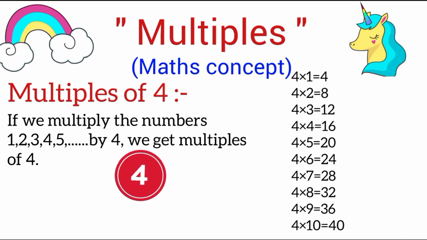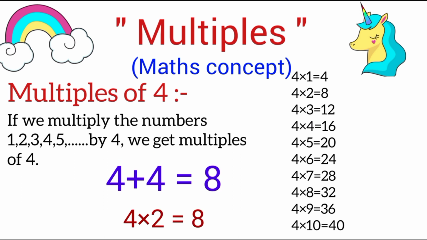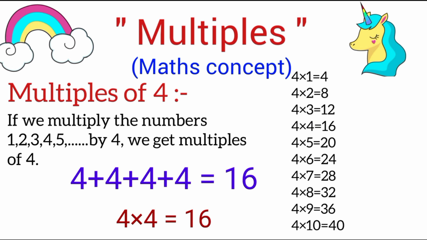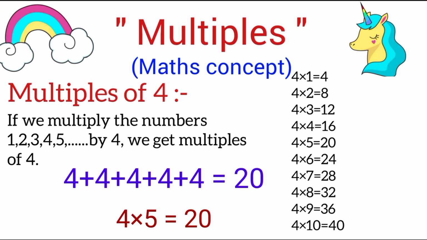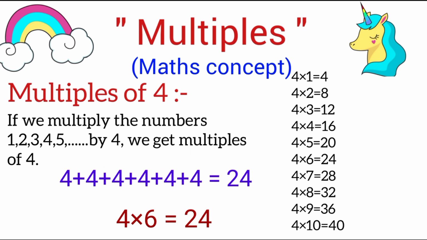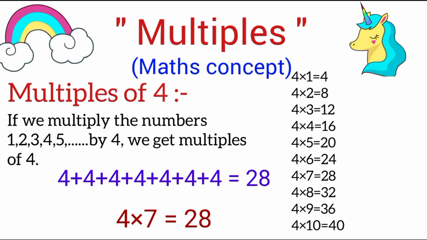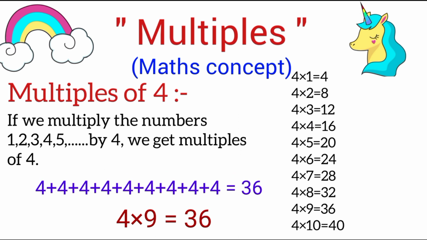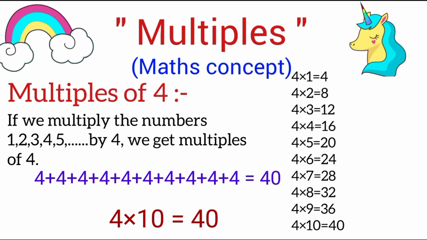Now, let's get into multiples of the number 4. If we multiply the numbers 1, 2, 3, 4, 5 and so on by the number 4, we get the multiples of the number 4. 4 ones are 4, 4 twos are 8, 4 threes are 12, 4 fours are 16, 4 fives are 20, 4 sixes are 24, 4 sevens are 28, 4 eights are 32, 4 nines are 36, and 4 tens are 40.